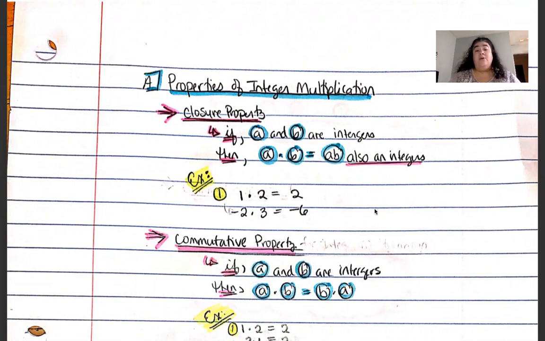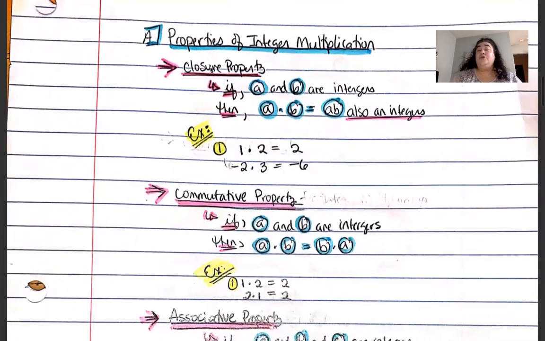Please note that, again, we are specifically referring to multiplication because, as in addition and subtraction, the properties that apply to addition do not all apply to subtraction, and the same is true: the properties that apply to multiplication do not all apply to division. So we're going to talk about these properties in the context of multiplying integers, okay?